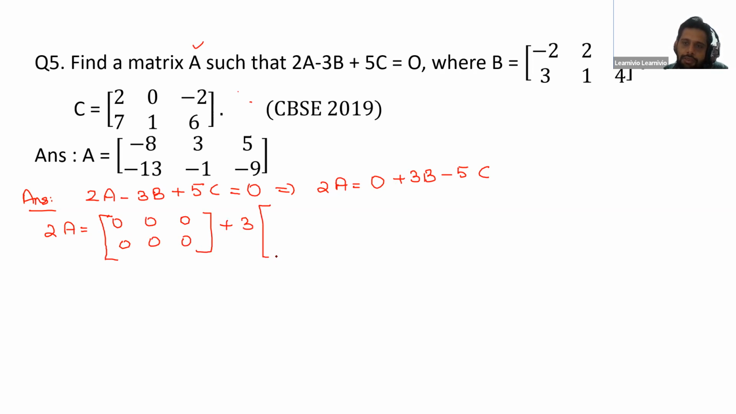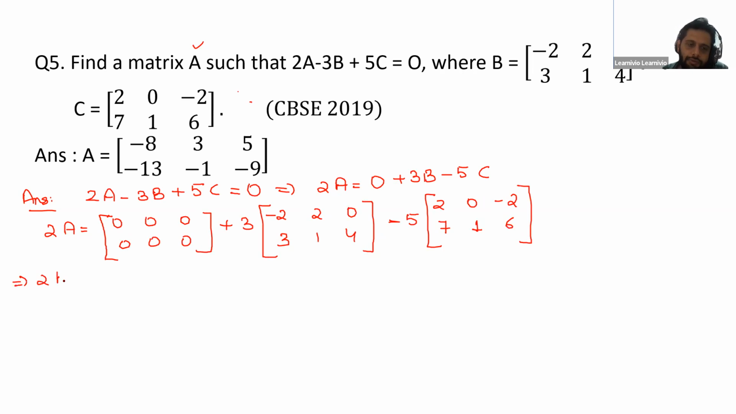3 into what is B? B is -2, 2, and 0, and 3, 1, and 4. Then we have C, -5 into C. What is C? C is 2, 0, -2, and here we have 7, 1, and 6. Now, this is twice of A is equal to, okay, this is 0, 0, 0, 0, 0, 0.